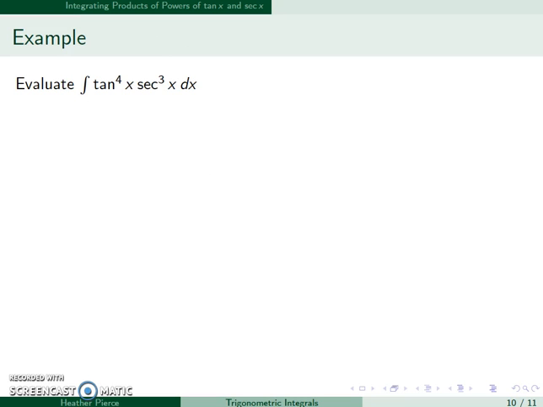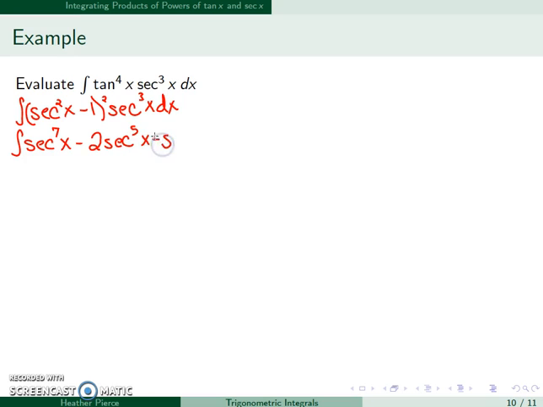So let's start with this one. In this case, we have an even power on tangent and an odd power on secant, so we'll be in our third case. So I'm going to have to rewrite this tangent. We have the identity that tangent squared is secant squared minus 1. So this is secant squared x minus 1, squared, times secant cubed x dx. Once this is simplified, we have secant to the 7th x minus 2 secant to the 5th x plus secant cubed x dx.